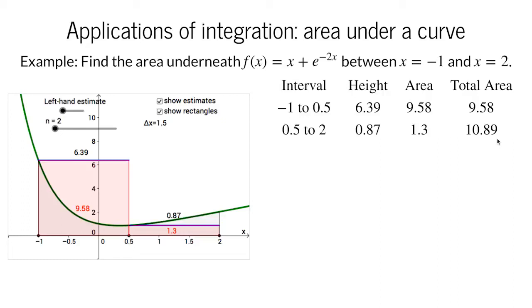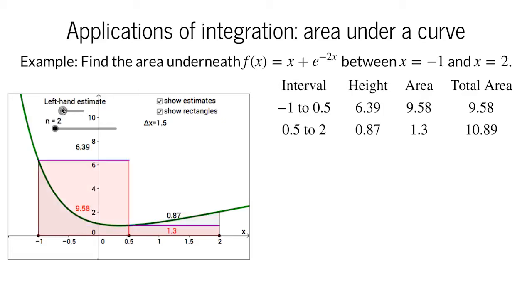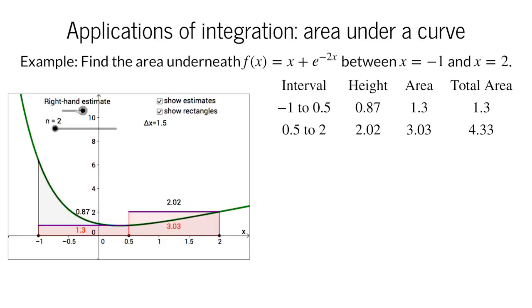We could do a similar calculation by approximating the height of the function in each subinterval by its height at the right of the interval, obtaining a right-handed estimate. In this case, the rectangle heights are 0.87 and 2.02. Their areas are 1.3 and 3.03 for a total area of 4.33. These two estimates of 10.89 for the left-handed estimate and 4.33 for the right-handed estimate are pretty far from each other and not too close to the actual area under the function.